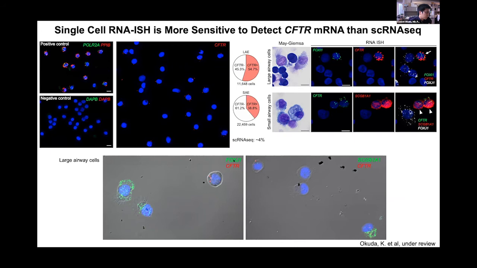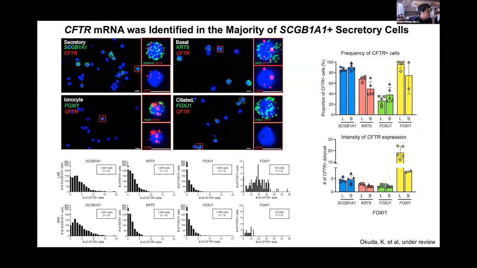For example, this is FOXJ1, which is a ciliated cell marker, and it is highly identified in ciliated cells. So now we use this method to systematically quantify which cell type expresses CFTR. We use 4 different cell type markers. One is the secretory cell type marker, SCGB1A1. This is a representative image. And also basal cell marker, keratin 5, ionocyte marker, FOXI1, and ciliated cell marker, FOXJ1.